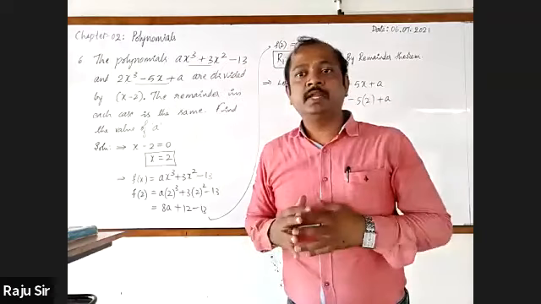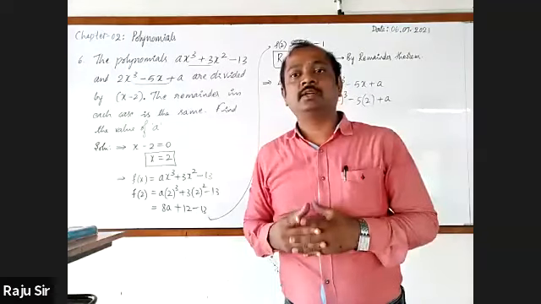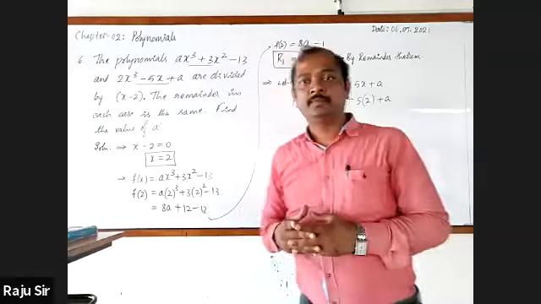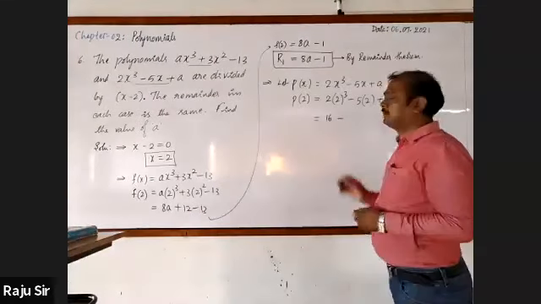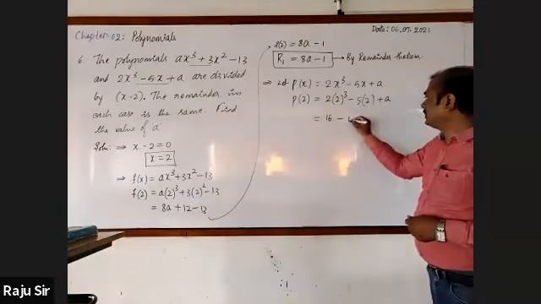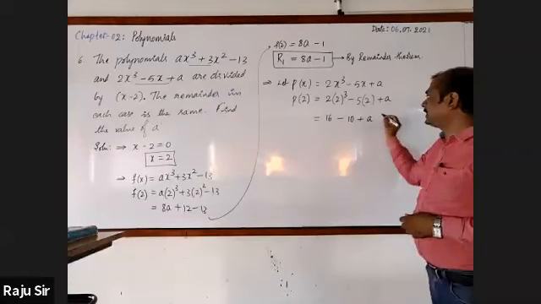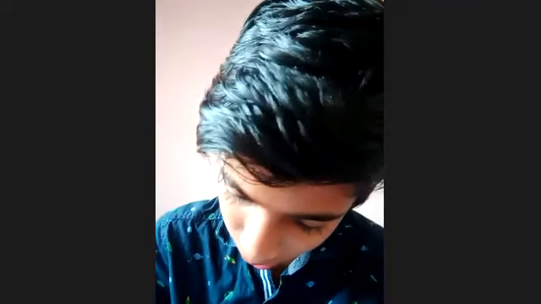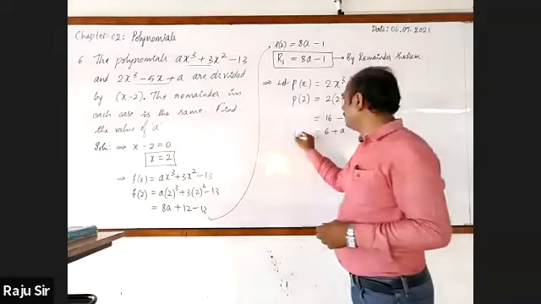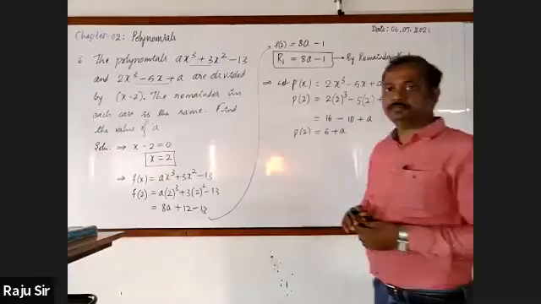Repeatedly I have been telling, whenever I ask you the question, at that time only please respond. Here, 2 cube is 8 and 8 twos are 16, minus 5 twos are 10, plus a. Now you tell, what is 16 minus 10? 6, so 6 plus a. This is the value R2, equal to 6 plus a, which is p of 2.